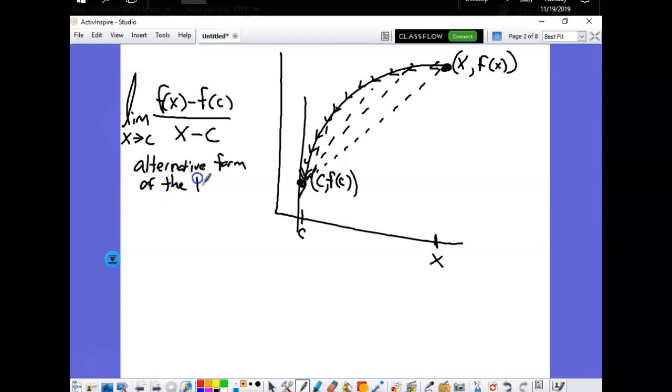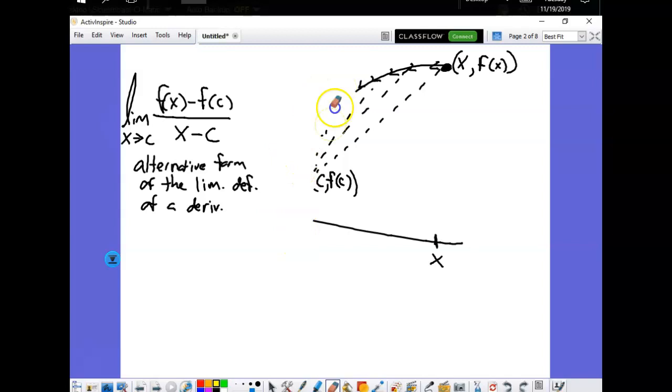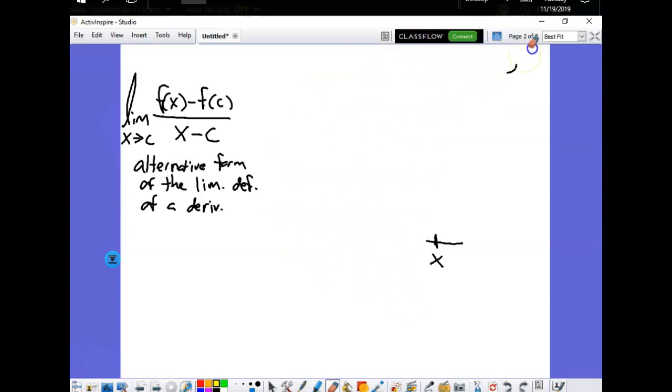This is what's known as the alternative form of the limit definition of a derivative. Doesn't it look pretty much the same? I mean, maybe it is. I'm not sure. I don't know if I want to go so far as to say it's easier. Maybe, but it's not less work. I'll tell you that. There's just as much writing involved.